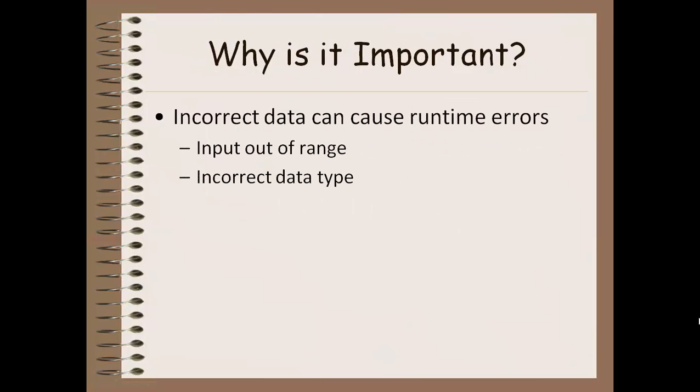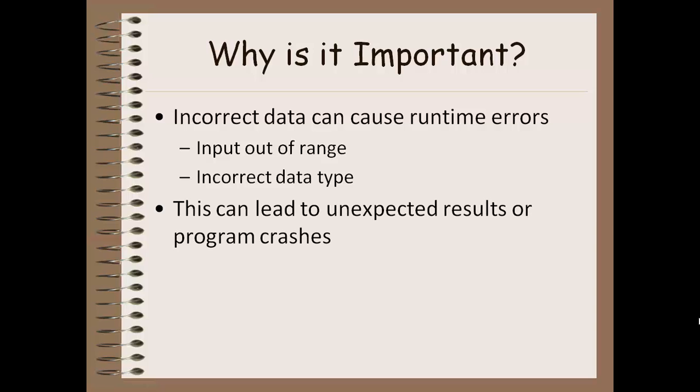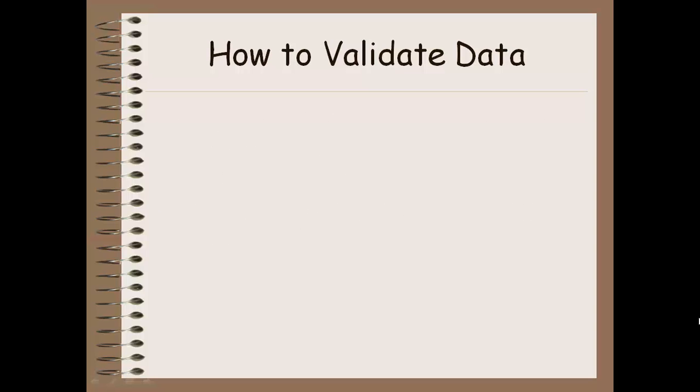Why do we want to do this? Well, if the user enters incorrect data, it's going to cause runtime problems in your programs. You're either going to get input that's out of range, resulting in weird results, or if you get an incorrect data type, you may even end up with a program crash, which obviously isn't ideal. So instead of doing that, we want to come up with a way to validate the data so our program can continue to run no matter what the user tries to do.